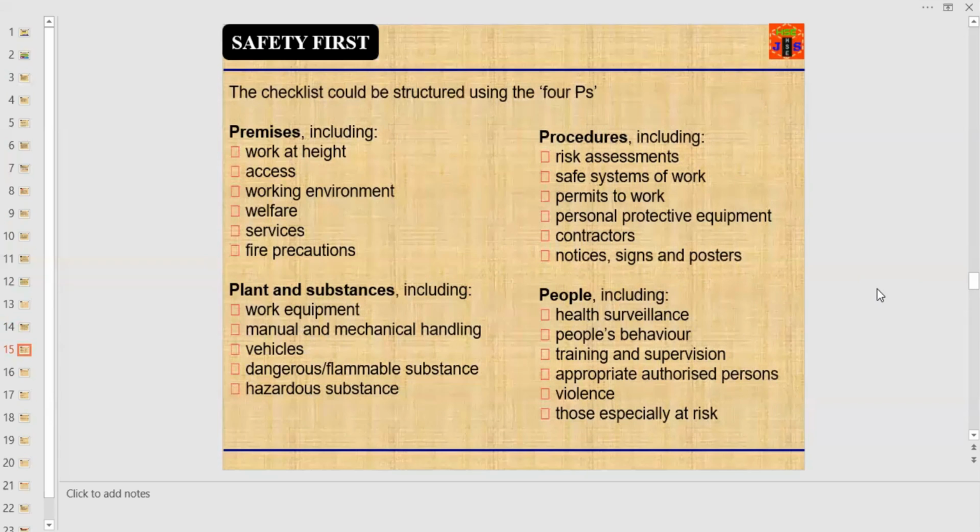Procedures include risk assessments, safe systems of work, permit to work, personal protective equipment, contractors, notices, signs, and posters. And lastly, people, including health, civilians, people's behavior, training and supervision, appropriate authorized persons, violence, those especially at risk.